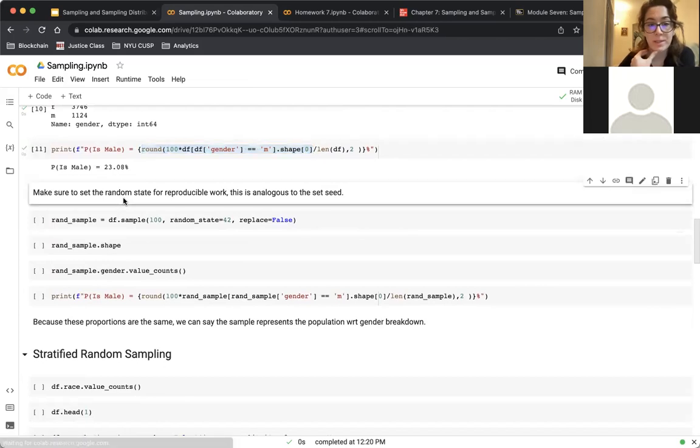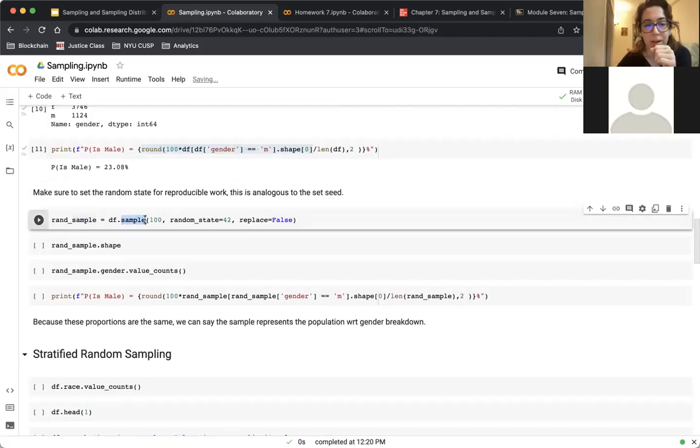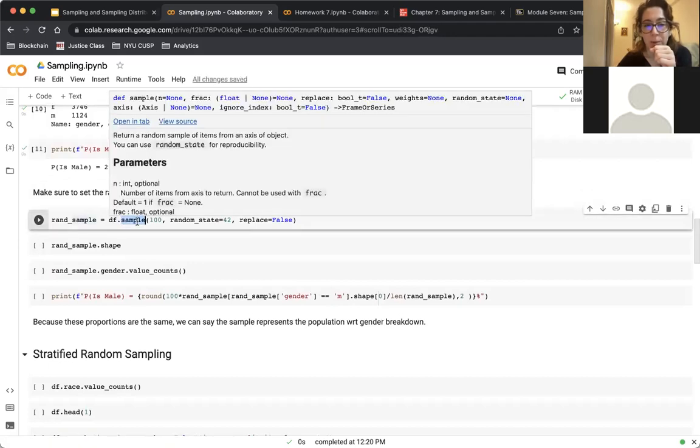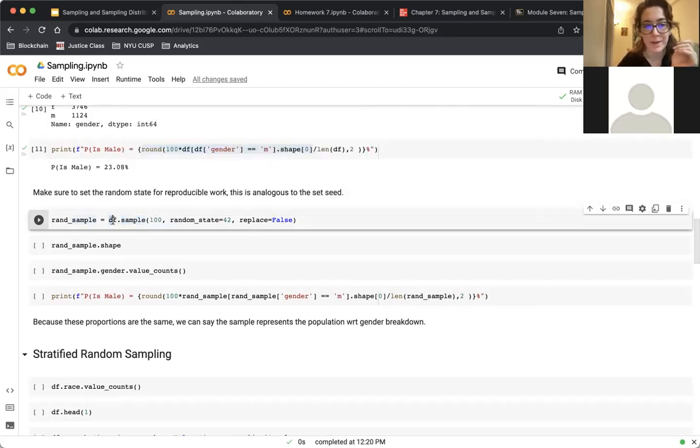And now we want to create a random sample of just 100. We're not going to do anything with this. This is just to show you this syntax of taking a sample, which returns a sample of items from this object, which is this data frame. And we're making this random state of 42 so that it can be reproducible. And we're saying don't put it back.